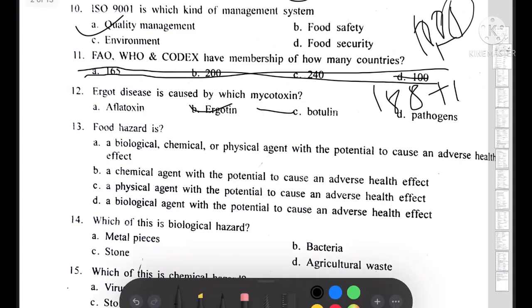Next, a food hazard is: option A, a biological, chemical or physical agent with the potential to cause an adverse health effect. Option B, a chemical agent with the potential to cause an adverse health effect. C, a physical agent with the potential to cause an adverse health effect. And D, a biological agent with the potential to cause an adverse health effect. So, a food hazard is a biological, chemical, or physical agent with the potential to cause an adverse health effect.